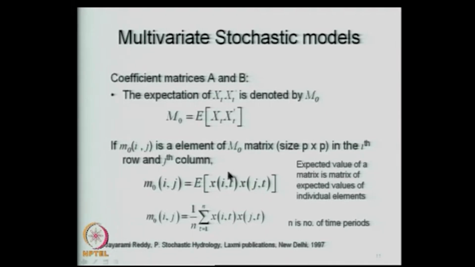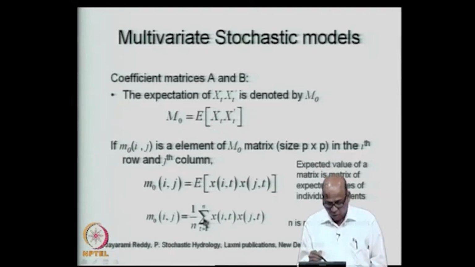So, when I take the time average, I can write the ijth element of the matrix M naught as 1 by n, sum of x_i(t) x_j(t). This is an estimate for the expected value. So, expected value of x_i(t) x_j(t), I will simply take as the time average, which is the sum of x_i(t) x_j(t), t equal to 1 to n, divided by n, where n is the number of time periods. And that is how we define the matrix M naught, where all the elements are defined now, and M naught is a p by p matrix.